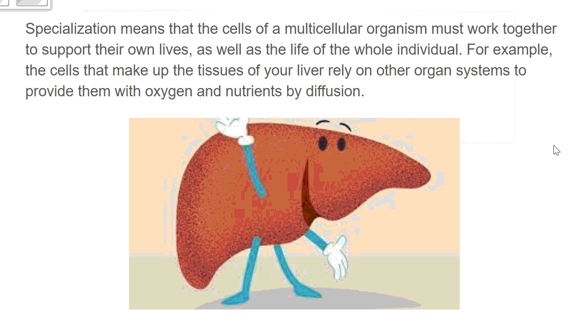Specialization means that the cells of a multicellular organism must work together to support their own lives, as well as the life of the whole individual. For example, the cells that make up the tissues of your liver rely on other organ systems to provide them with oxygen and nutrients by diffusion. So although the liver is a very important thing and we cannot live without our liver, we need other organ systems in order to keep our liver healthy.